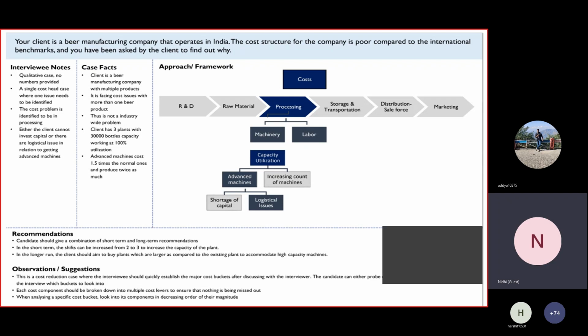Mohit is asking, does it make sense to ask what the benchmark of international standards is? You can definitely ask that, because it is very clearly mentioned that there is some problem as compared to international benchmarks. So it comes very intuitively, what are the international benchmarks you're talking about. In this case, we did not have any information about that. The interviewer might give you the information or might say that we do not have any information, move forward. So you can ask that.